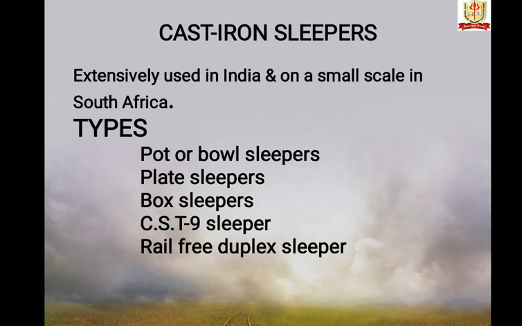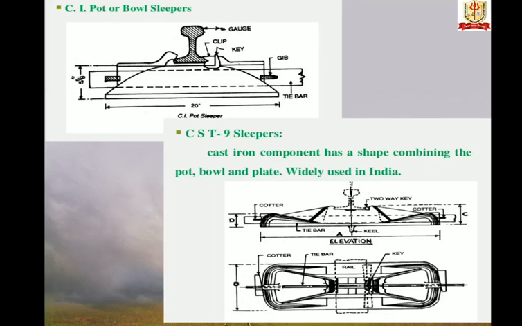Cast iron sleepers are being extensively used on Indian Railways, and about 45% of the track at present consists of CI sleepers, which may be either pot type or plate type. So the first image is the pot or bowl type sleeper. Next is the CST-9 sleeper. The cast iron component has a shape combining pot, bowl or plate. It is widely used in India.